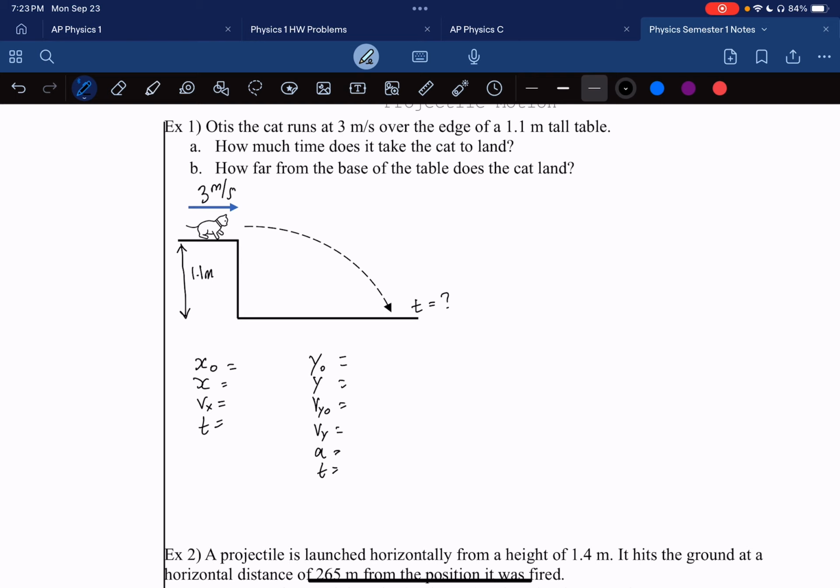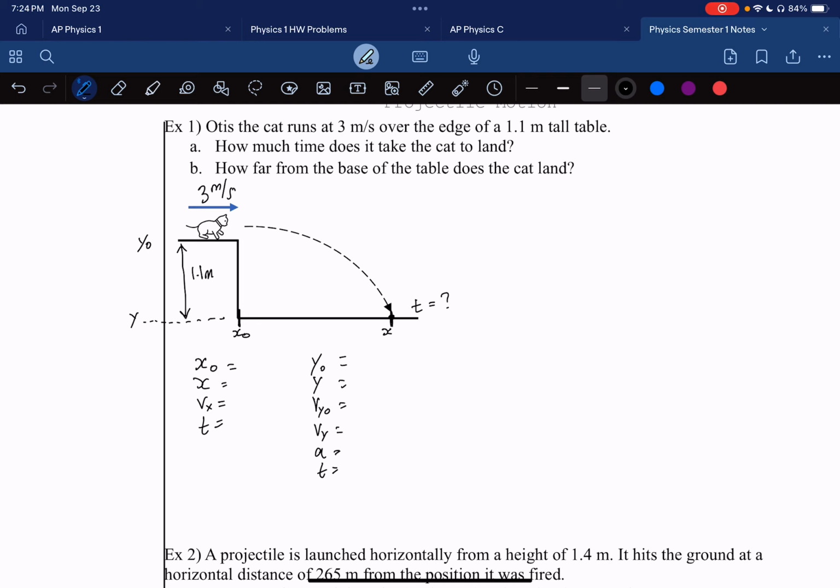And B, how far from the base of the table does the cat land? So here is the base of the table. This is going to be a horizontal distance. We're going to call this x naught, and we're going to call this x. And we're going to call this up here y naught, and the distance down here, because it will eventually make it to the ground, this will be y.